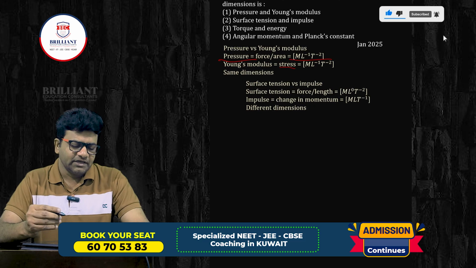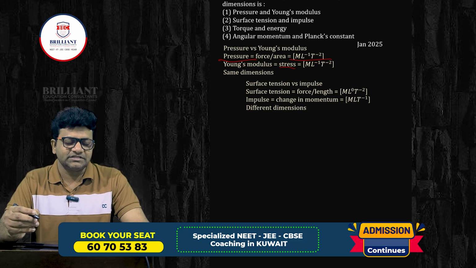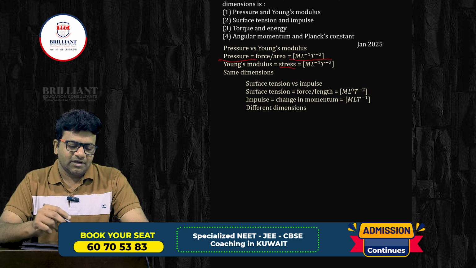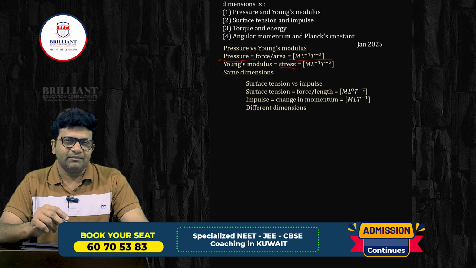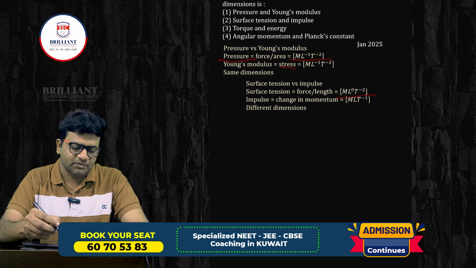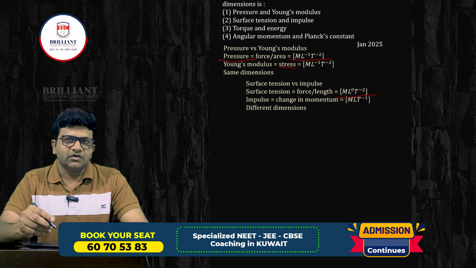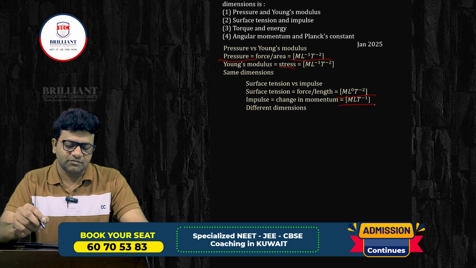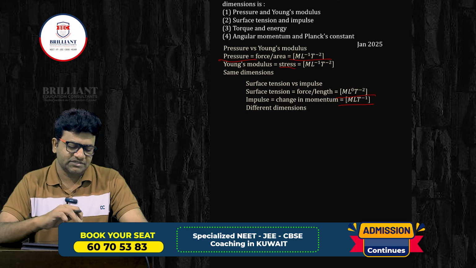Then next we have to find out surface tension versus impulse. Surface tension, the equation is force per unit length. By substituting the dimensions of force, MLT^-2, and length L, we get ML^0 T^-2. Then impulse, you know the equation of impulse is equal to change in momentum. Momentum is mass into velocity. Substituting mass and velocity, M and LT^-1, we get MLT^-1. So you can see both have different dimensions.